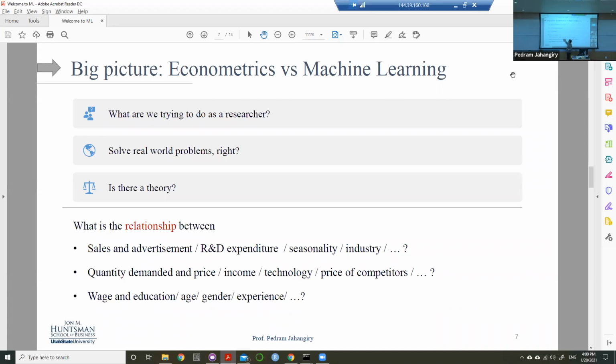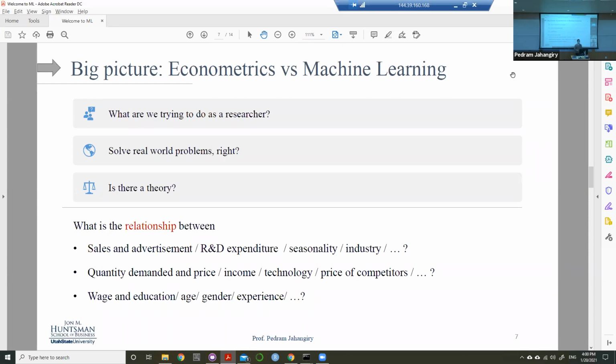However, there are lots of other interesting questions out there. In my opinion, 90% plus of the interesting questions out there have no theory. So for example, what is the relationship between sales and advertisement? What's the relationship between sales and R&D expenditure? Sales and seasonality, industry? There's no theory, but they're million-dollar questions. For companies like Amazon, Netflix, all the retail companies, sales is a big deal.